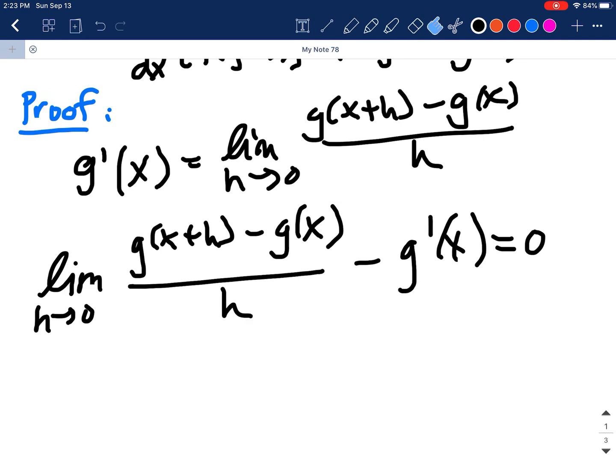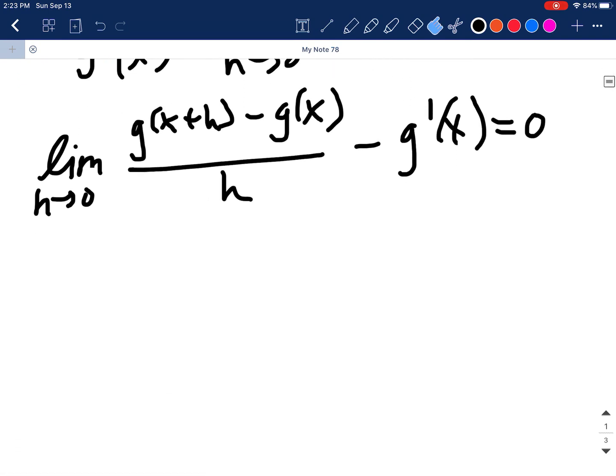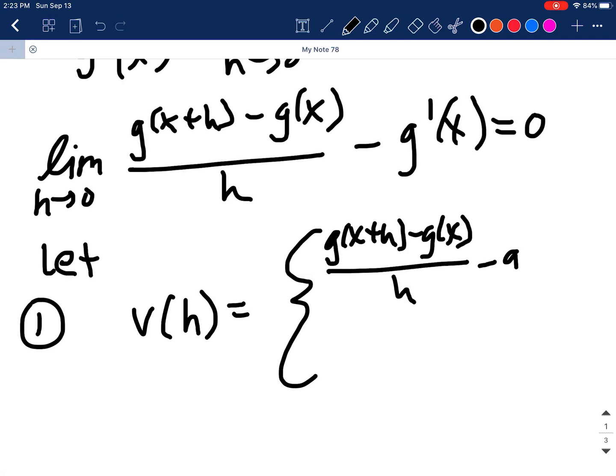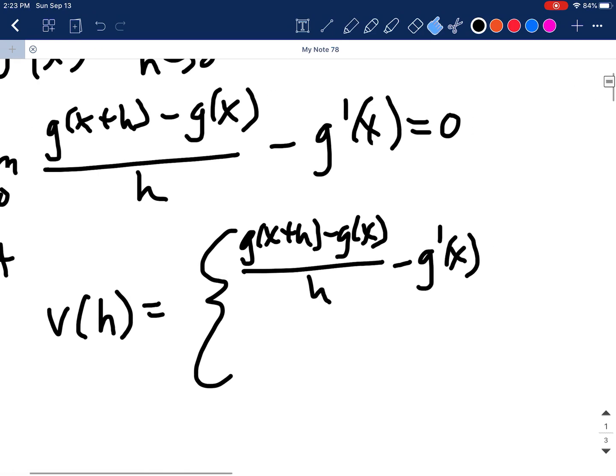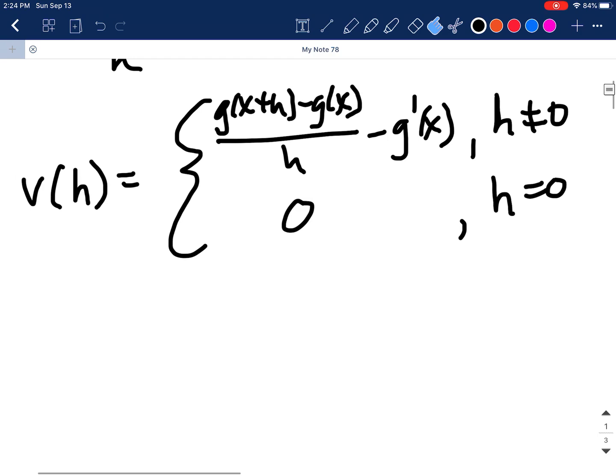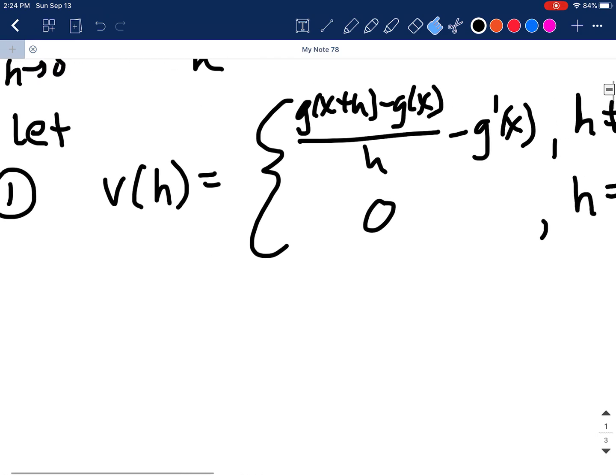Okay, so what we're going to do then is make that into a function. We're going to let, and we're going to call this expression 1, we'll use a different letter, maybe v of h, equal the piecewise function: g of x plus h minus g of x all over h, minus g prime of x, where h is not equal to 0. And then we're going to make it 0 at h equals 0. We're going to need to use this function later on, hence the numbering there.